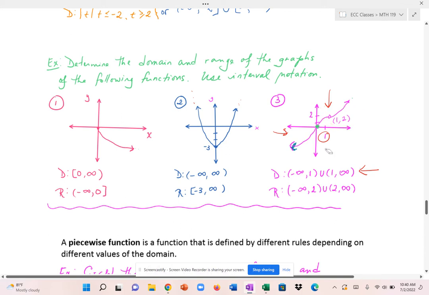And your range is similar, except I have to exclude the value of y at that open circle, and the value of y is 2. So my range is from negative infinity all the way up to 2, and then from 2 to infinity.